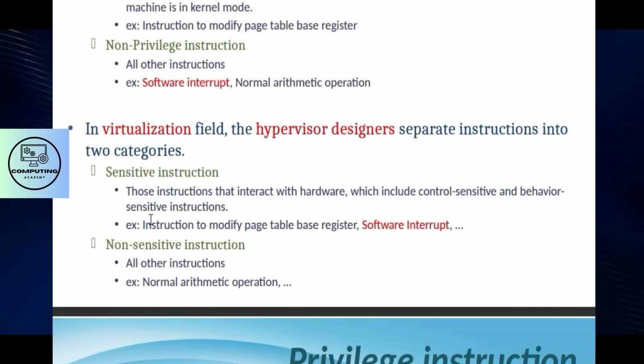Sensitive instruction: those instructions that interact with hardware, which include control sensitive and behavior sensitive instructions. For example, instruction to modify page table base register, software interrupt, etc. And the second category that is here is non-sensitive instruction, which includes all other instructions like normal arithmetic operation. So this was the basic category.